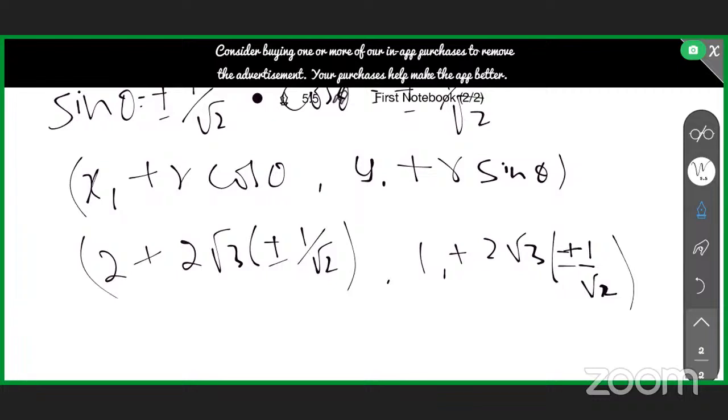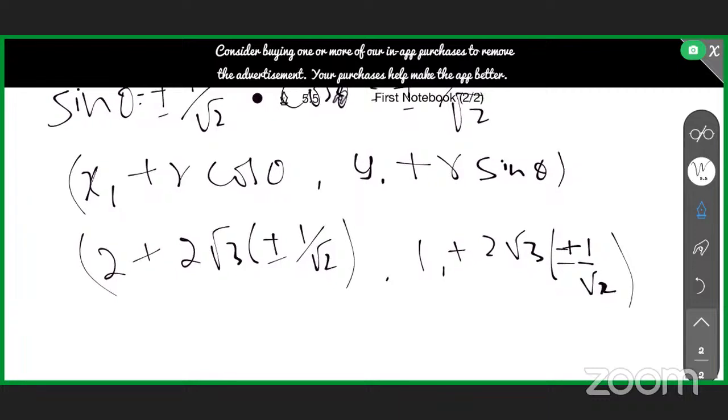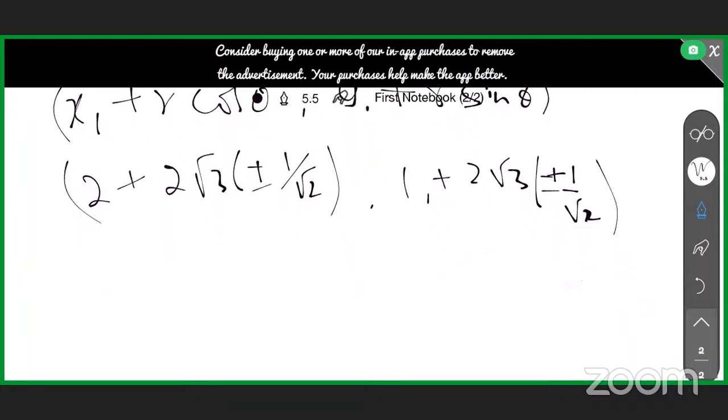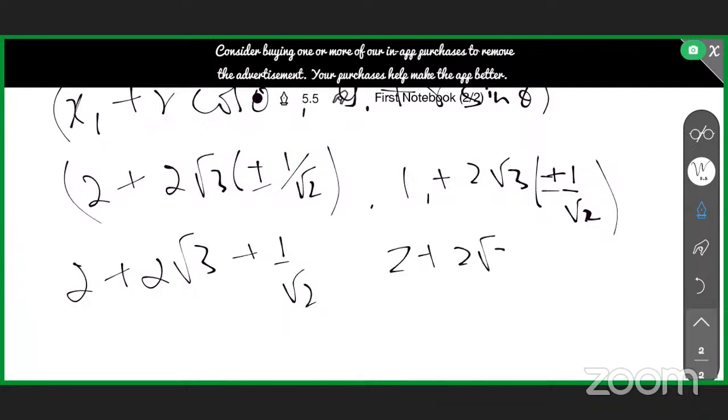Plus or minus 1 by root 2. So if I simplify this point, it becomes root 2 into root 2 whole square. But we have to take case 1 and case 2. That is 2 plus 2 root 3 plus 1 by root 2, and the same case will become 2 plus 2 root 3 minus 1 by root 2.